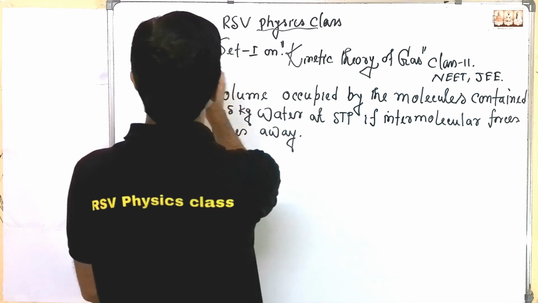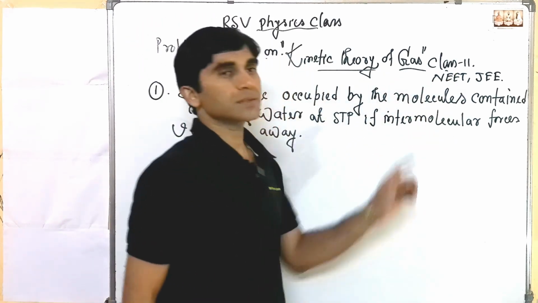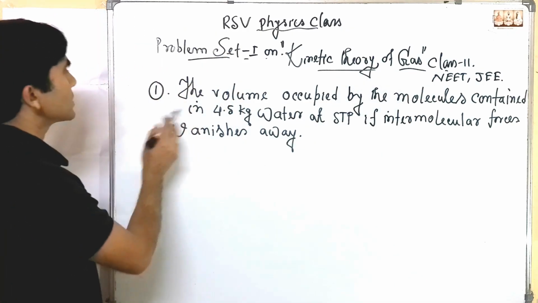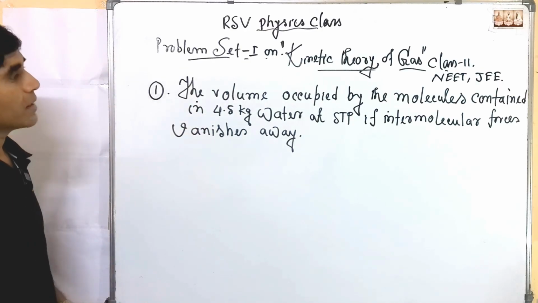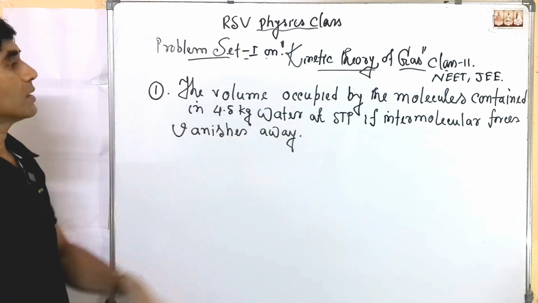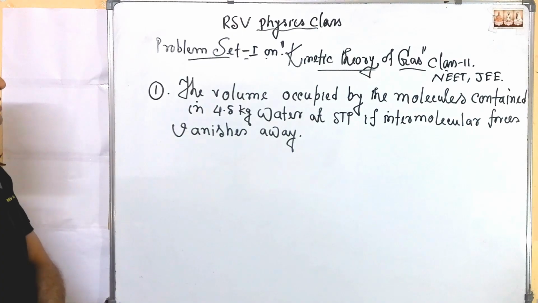This is basically problem set 1 on kinetic theory of gases for your Class 11 NEET and JEE. Just read the problem. Problem 1: the volume occupied by the molecules contained in 4.5 kg of water at STP, if intermolecular forces vanish away.